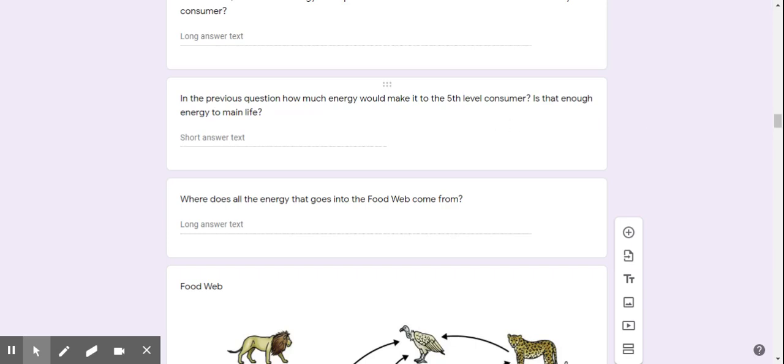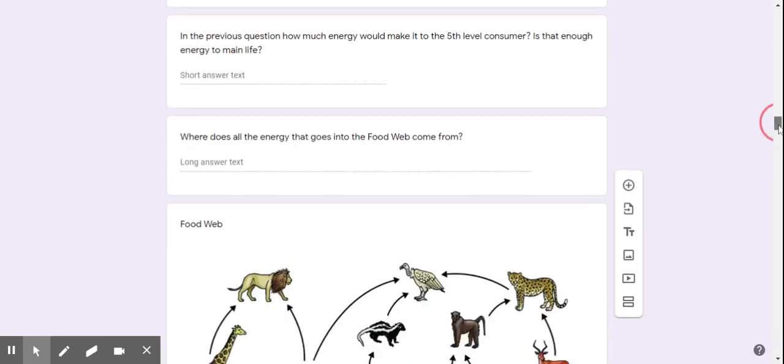Is that enough energy to maintain life? No, it is not. That is too low of an amount of energy. That is a fraction of a percentage of energy. So we usually only get to about tertiary or quaternary because anything past that, there's just not enough energy transferred. You don't get any more energy past the tertiary or quaternary level. It's not high enough to maintain life. So there's your answer for that one.